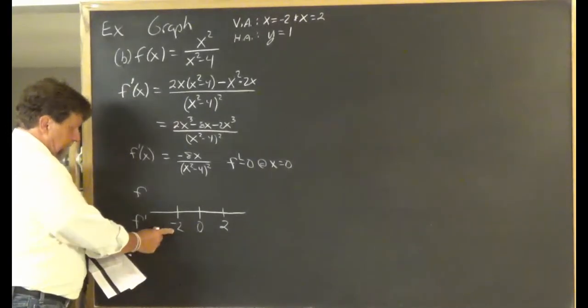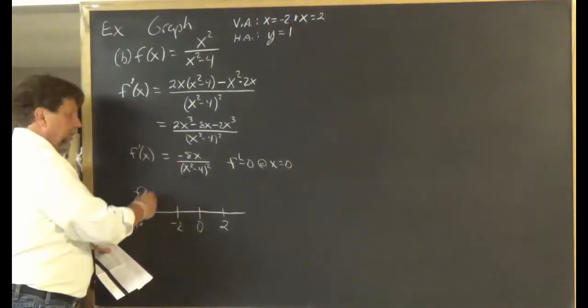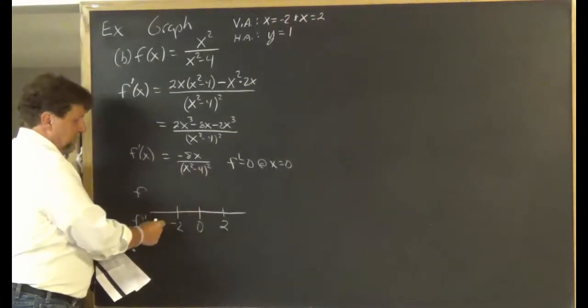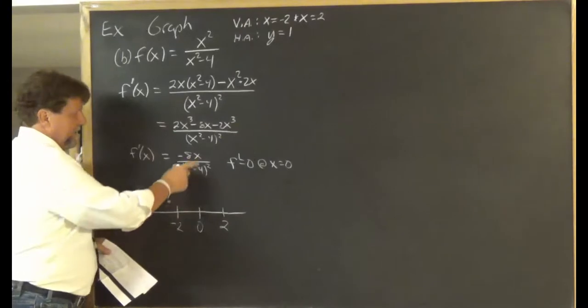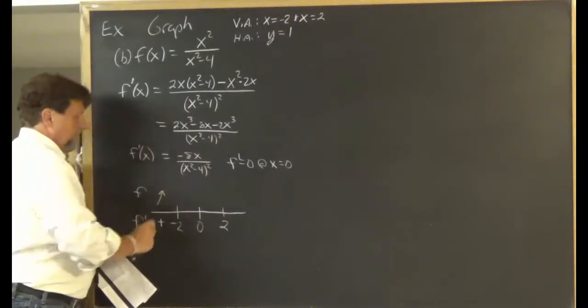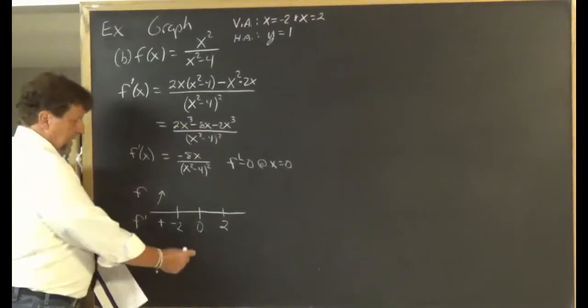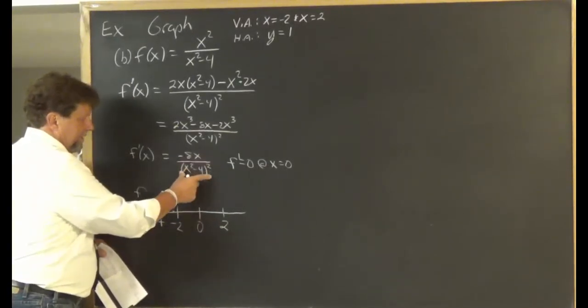And if I pick a number in this interval, say negative 3, and I toss it into the derivative, no matter what I put in, the denominator is positive. So a negative comes in here. The numerator, you have a negative times a negative, that's positive. Positive divided by a positive is positive. Function's increasing. Pick a number in here, say negative 1. You get a positive over positive.